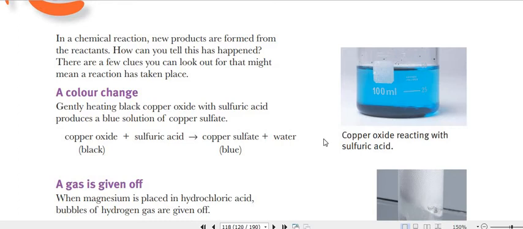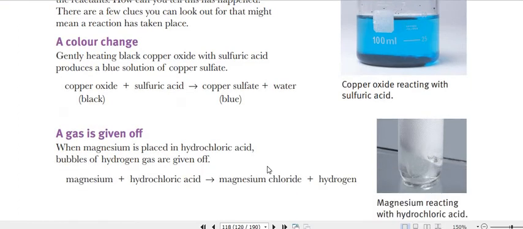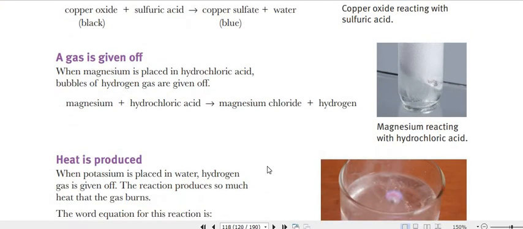For example, here I mixed copper oxide with sulfuric acid. يعني oxide مع acid. الcopper oxide لونه black. Okay, it gives salt plus water. The salt is copper sulfate and it has a blue color, so that means a chemical reaction has taken place لأنه تغير لون الreactants.